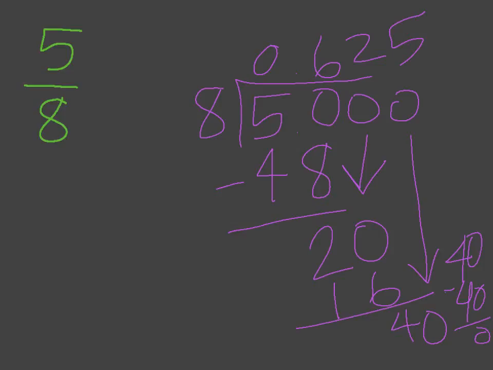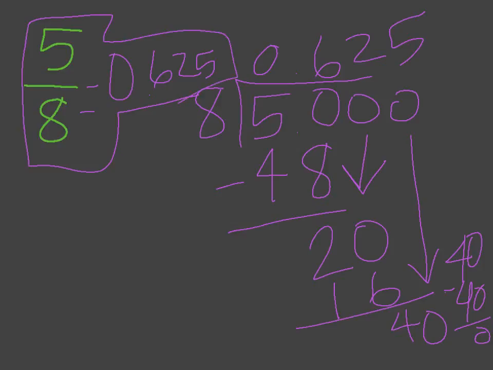So 5/8 is equal to 0.625, 625 thousandths. Okay, so I had to divide on that one, so I need to remember my long division steps. If I go to 1/6, that doesn't seem so hard.